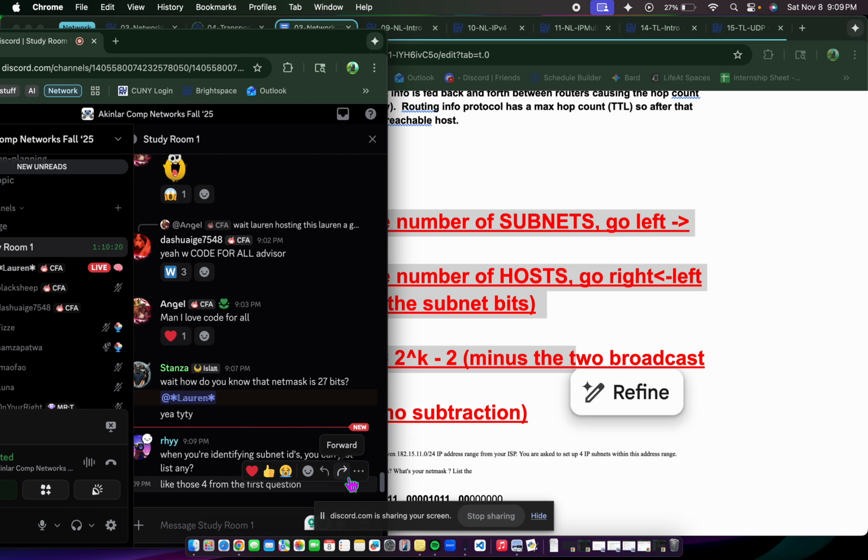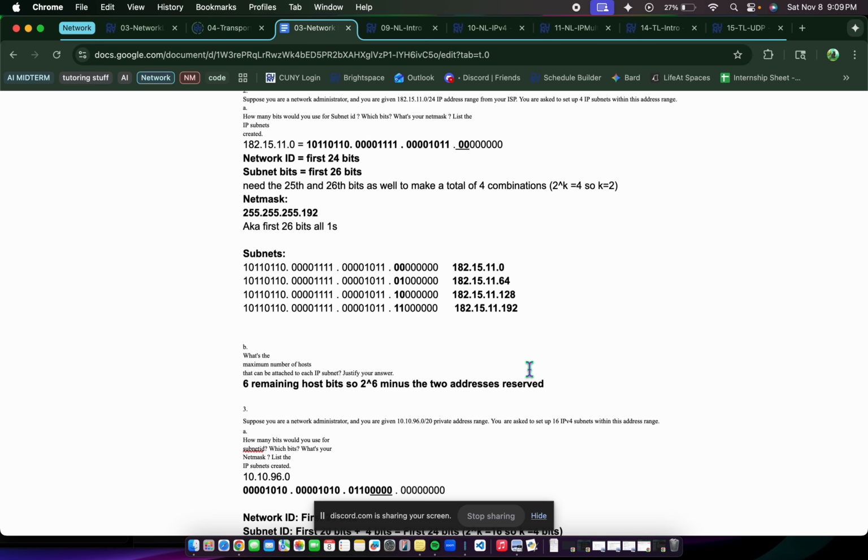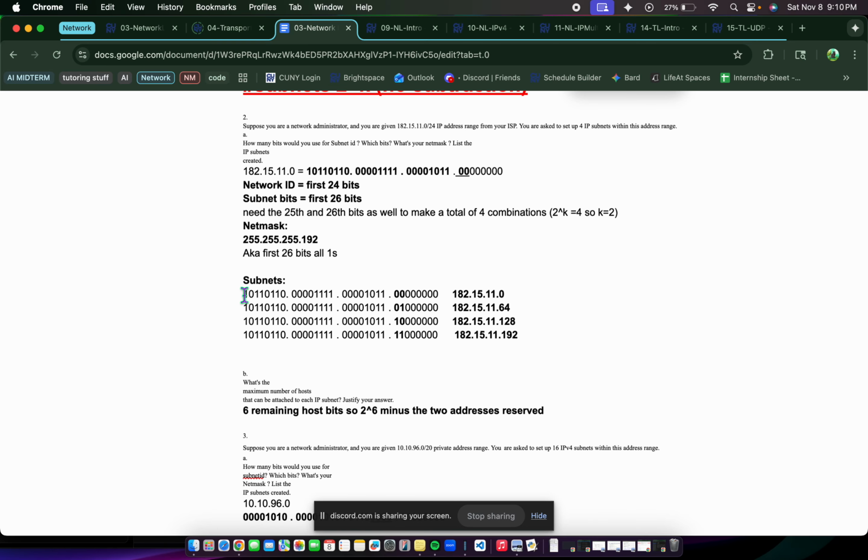When you're listing subnet IDs, you can just list any, like those 4 from the first question. You're just doing all the combinations of them. Before, this was only 4, so I just listed it out. But you are listing out the combinations of these zeros and these 2 bits here. So I could have 0 0, 0 1, 1 0, 1 1. These are the only 4 subnets that I can get out of this because I am only using those 2 bits for the subnet ID.